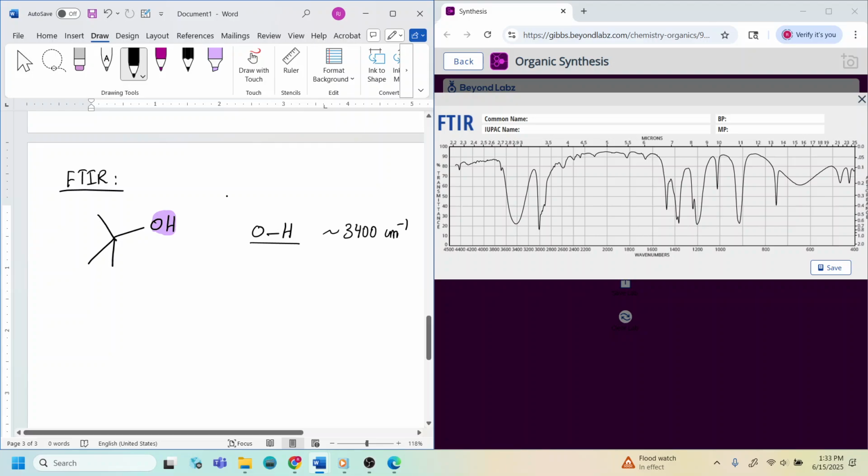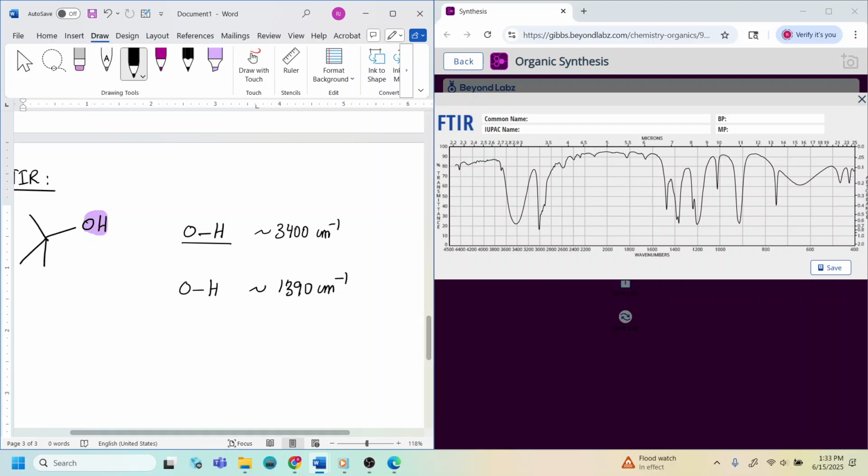probably around 1390. So again, the OH is going to show at 1390 centimeter to the -1. This is around 1400 or 1390, and this is going to be the bending vibration. This is the bending, this is the stretching. The stretching always appears at a higher wave number than the bending. So these are the 2 peaks that we care about for the alcohol.